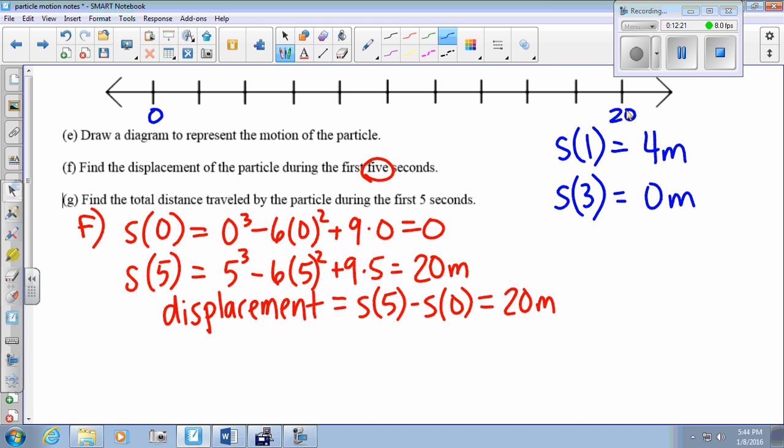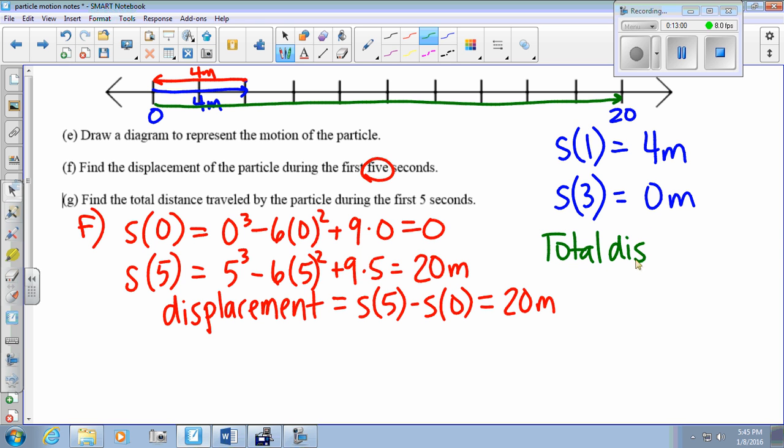From time 0 to time 1, I am moving forward, and I end up at 4. So I've moved 4 meters in the first second. From time 1 to time 3, I ended up back at 0, so I went backwards another 4 meters. Then at time 5, I went to 20 meters, so that's a distance of 20.